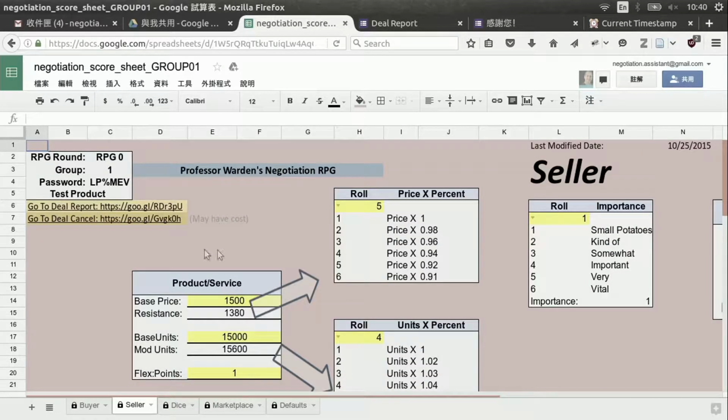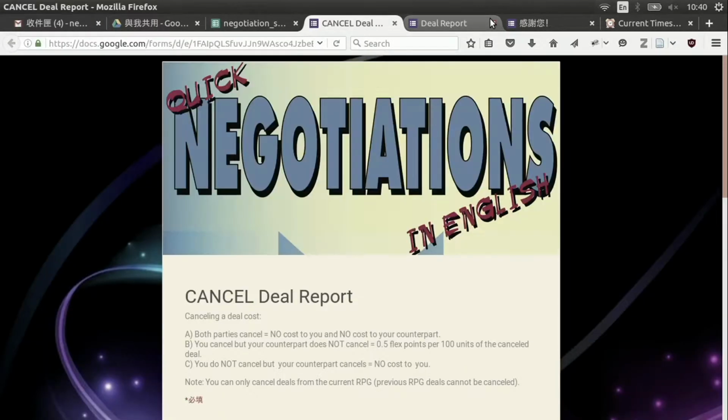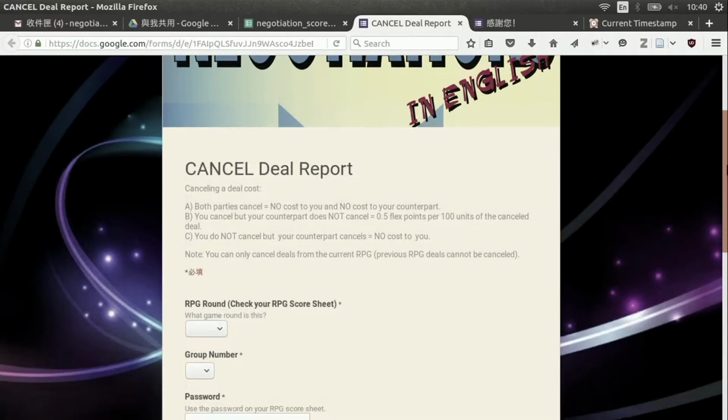Let's say that the other side, I just don't agree with them, or they will not admit they did something wrong, or maybe they did everything right and I did everything right, but I still want to cancel the deal. Why? Because I found a better deal. So what can we do? Let's try the cancel form. So the deal report is here, and this is the cancel deal report. And how does that work?